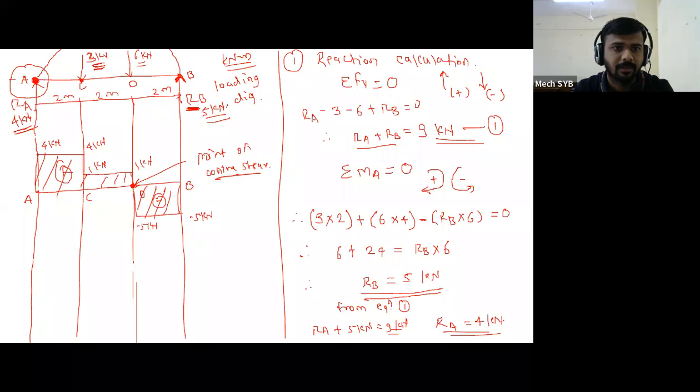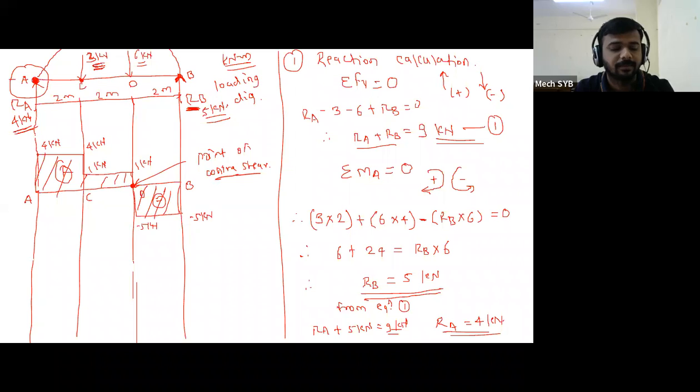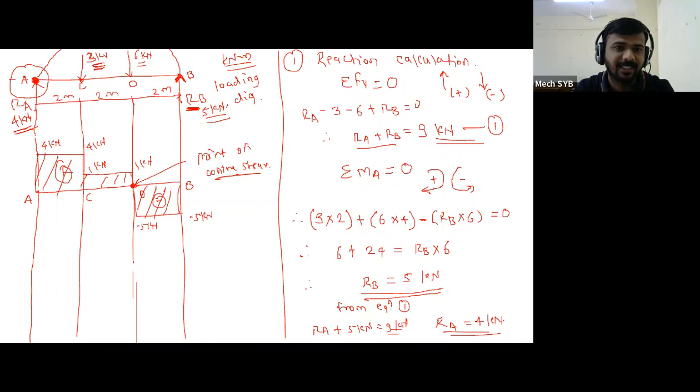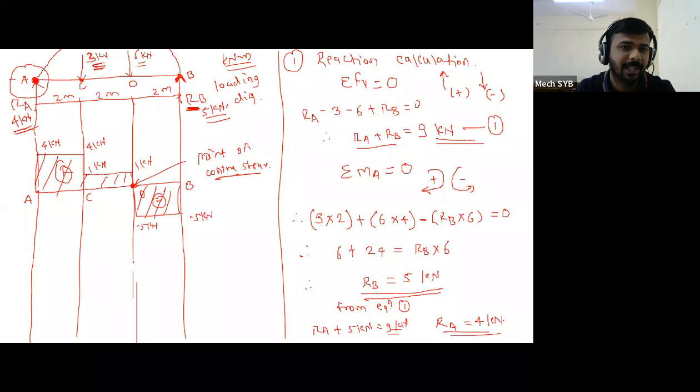Bending moment at point C, bending moment at point C. Is it rotating anti-clockwise or clockwise? Look at the left side force. Anti-clockwise. We are calculating at C. Clockwise. We are calculating at point C. Then if we are calculating at C, can we consider the point C force? No. While calculating bending moment at point C, do we have to consider 3 kilonewton or not?